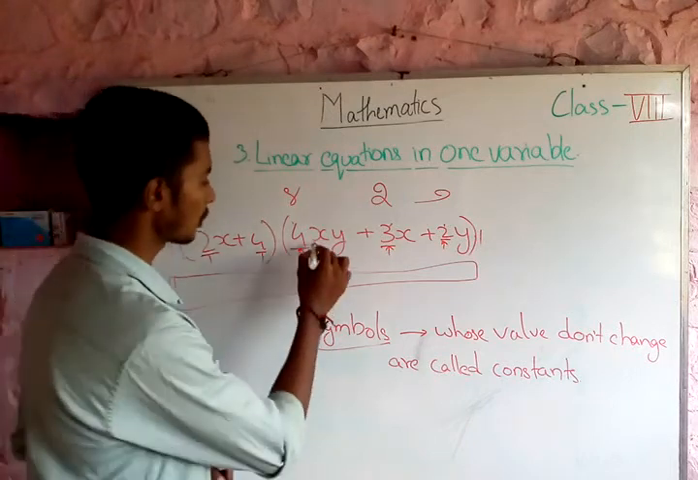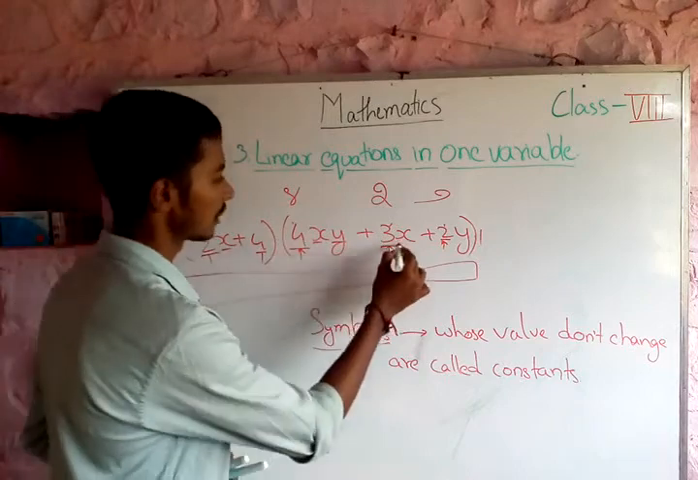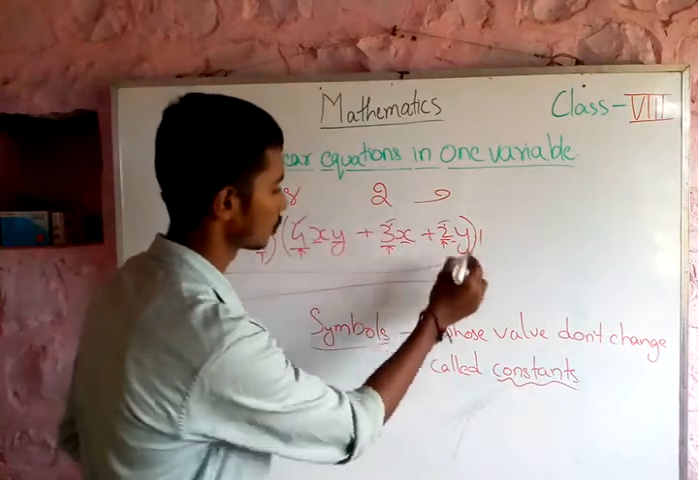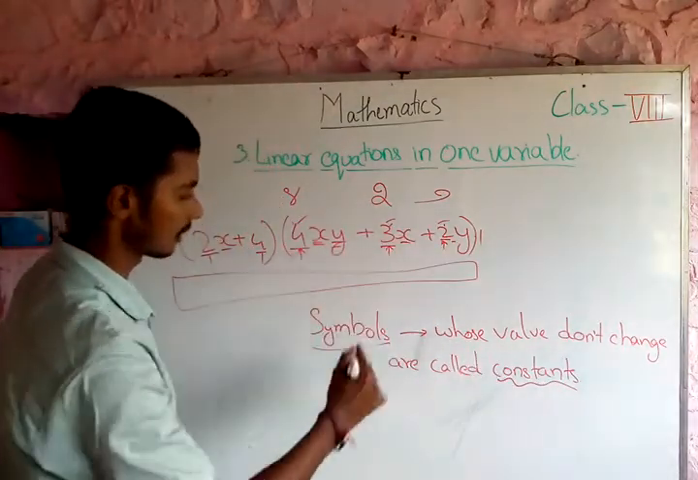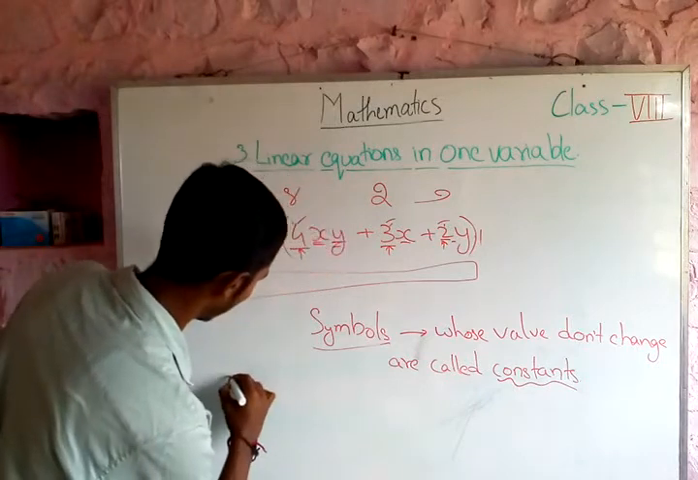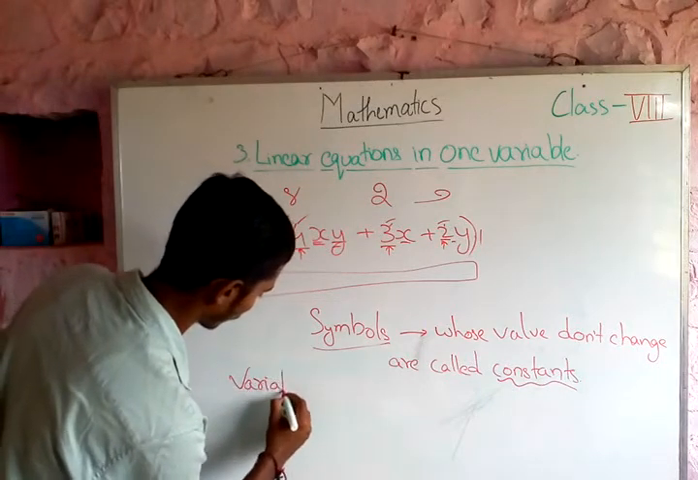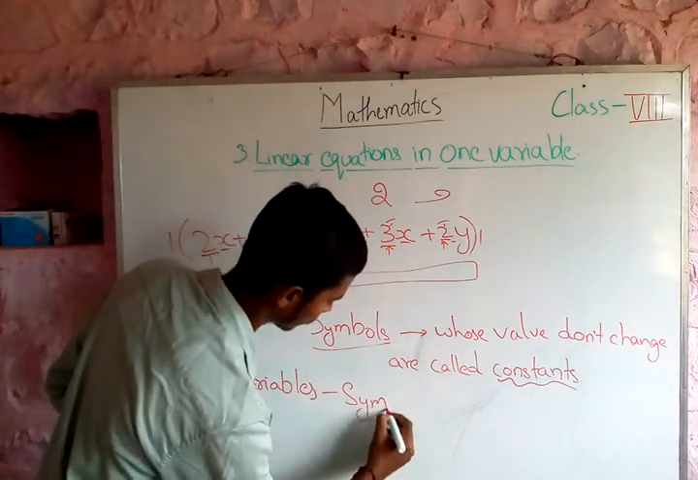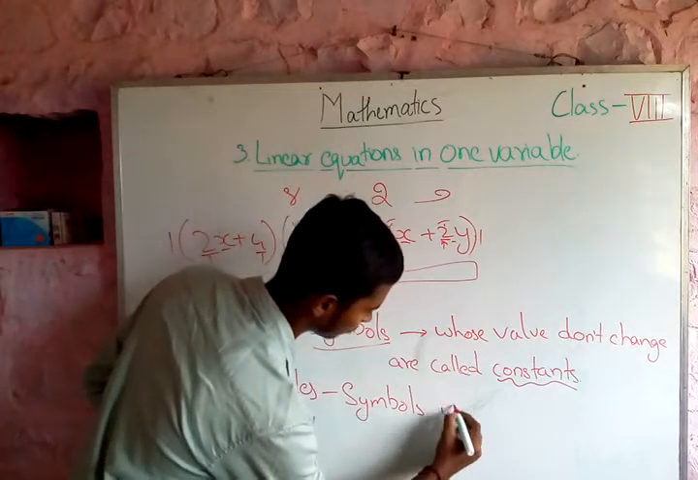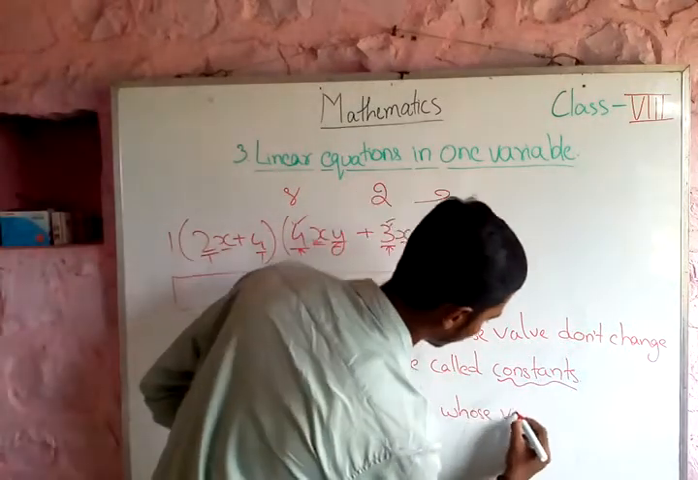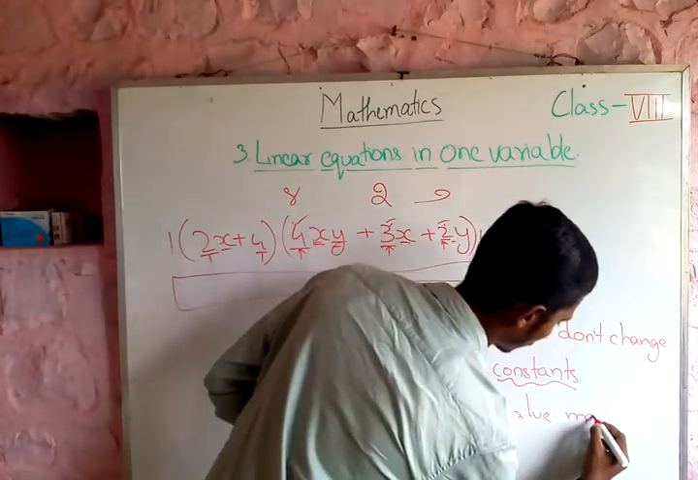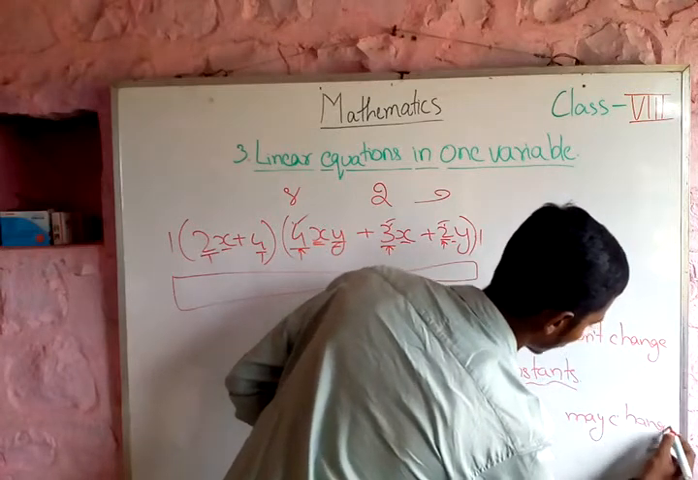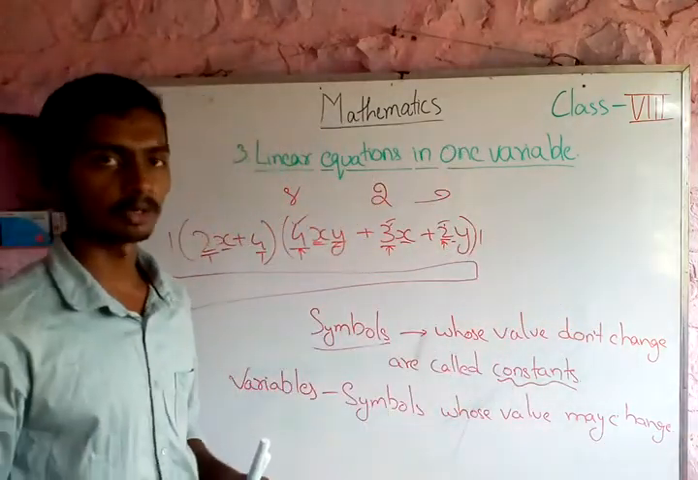Now what about this x and y? These are called variables. 4, 3 and 2 are constants, and x, y in this case are called variables. So what are variables? Symbols whose value may change are called variables.